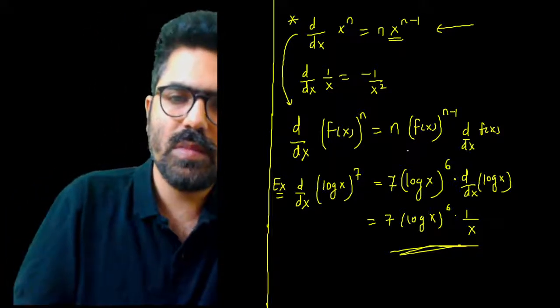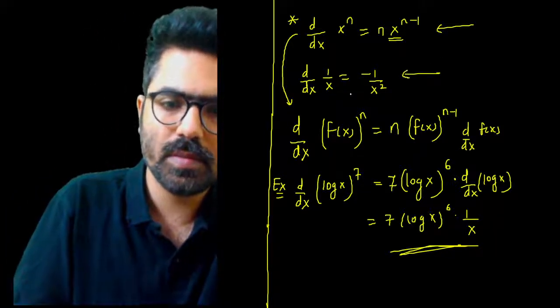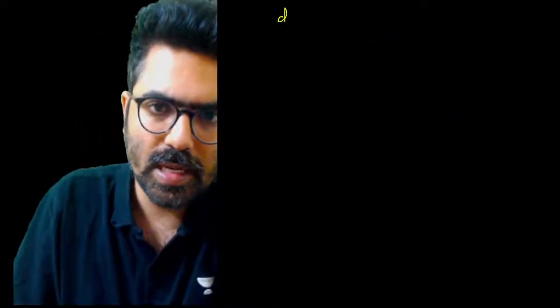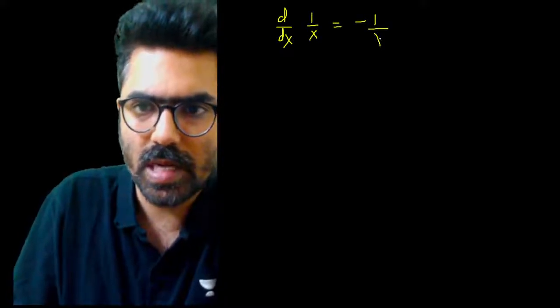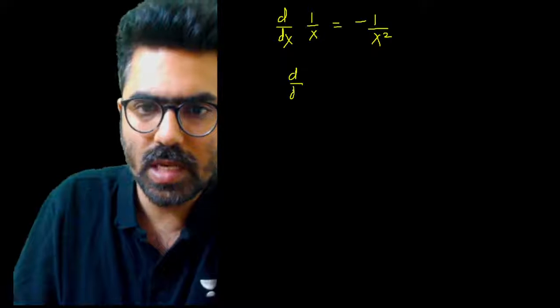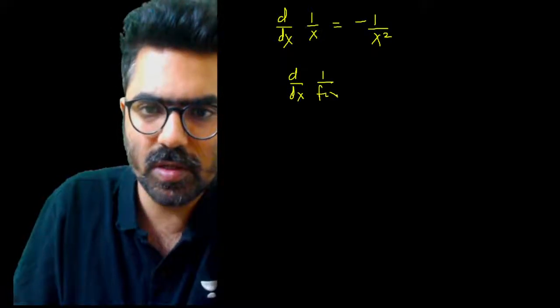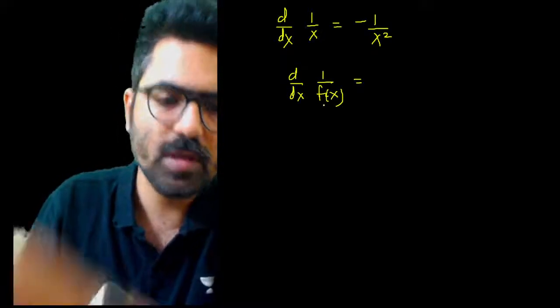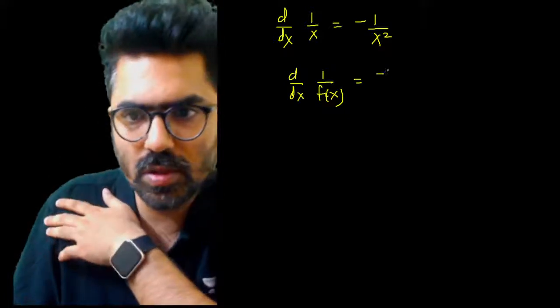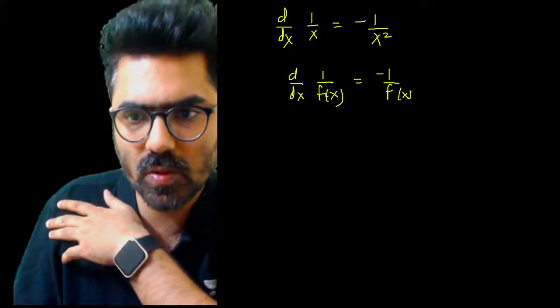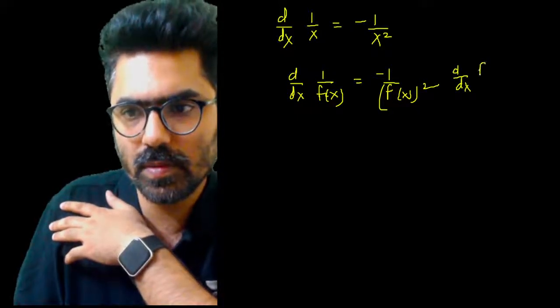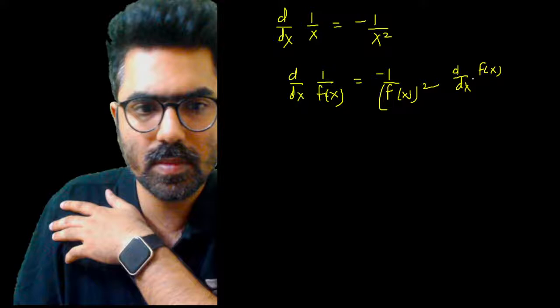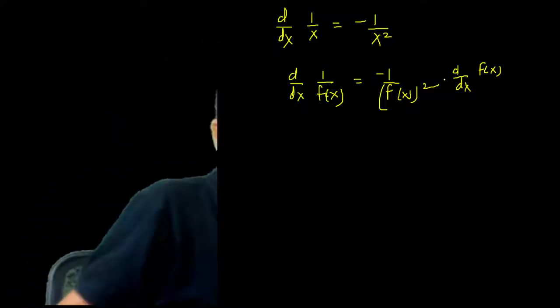Okay, applying this formula, let's solve one more. As I said, the derivative of 1 by x is minus 1 by x square. The derivative of 1 by any function, which is obviously not 0, is minus 1 by function ka square into the derivative of that function.